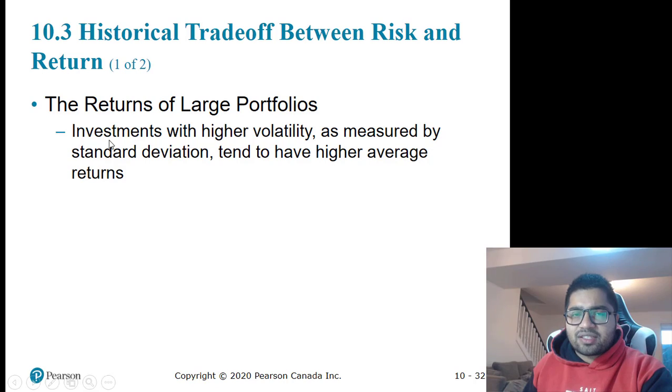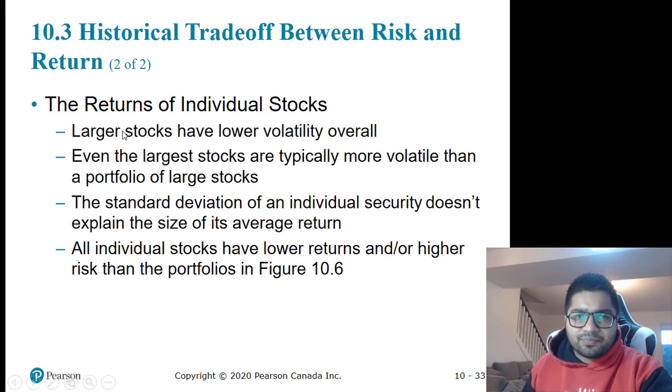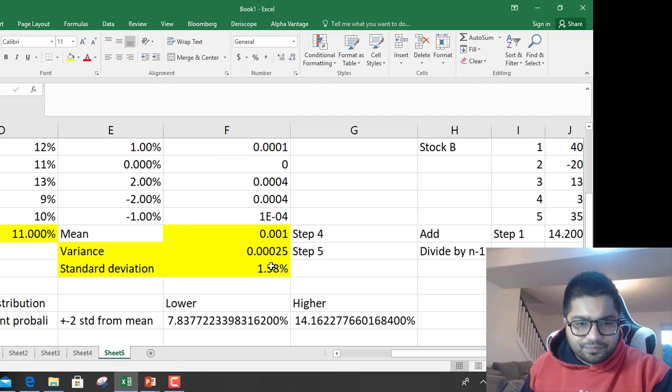The returns of large portfolios, the investments with higher volatility as measured by standard deviations, tend to have higher average returns. So larger stocks have lower volatility. Even the large stocks are typically more volatile than a portfolio of large stocks. The standard deviation of an individual security doesn't explain the size of average returns. All individual stocks have lower returns than portfolios. So what does it say?